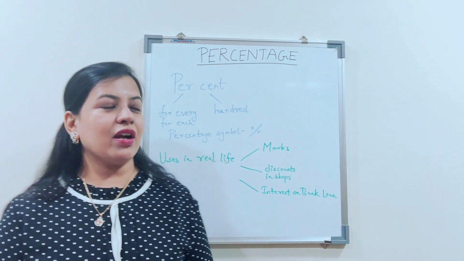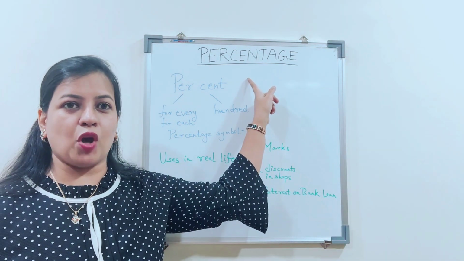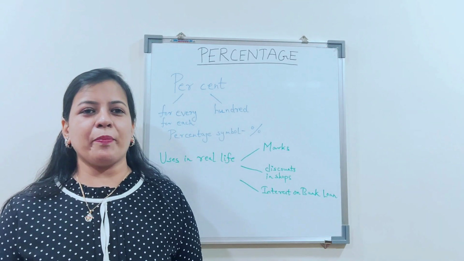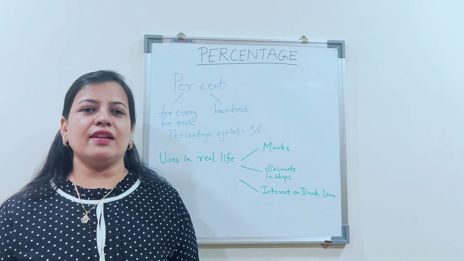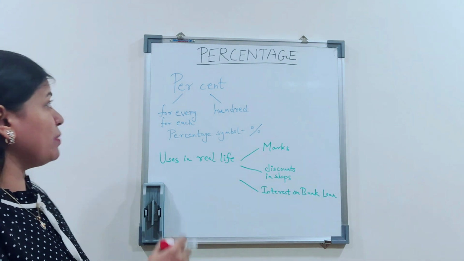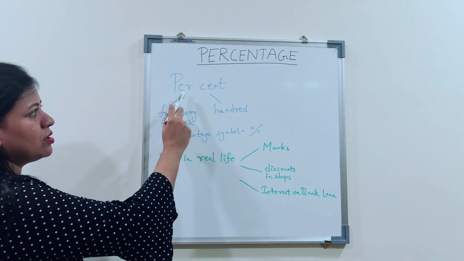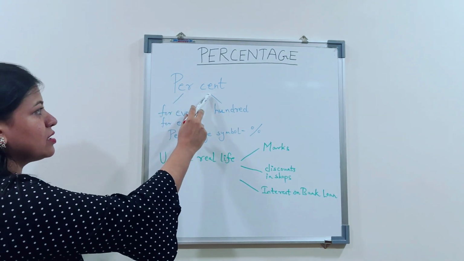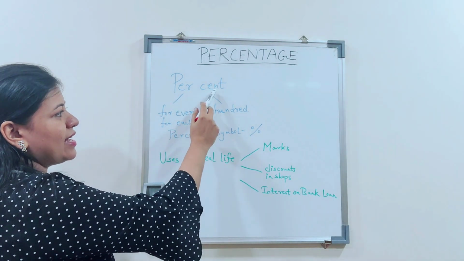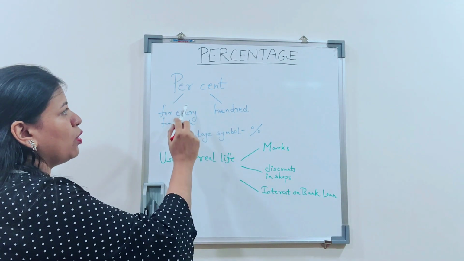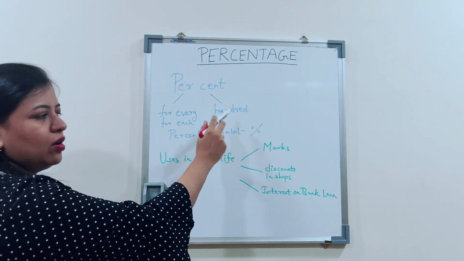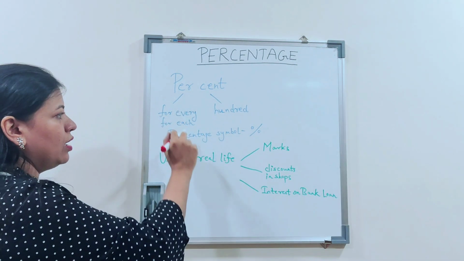Hi, today we are going to learn about a very important topic in mathematics named percentage. Now kids, before we begin with the chapter, let us understand the meaning of the word percentage. The word percent can be broken down into two words, per and cent. Per means for every or for each, and cent means 100. So the word percent means for every 100 or out of 100.